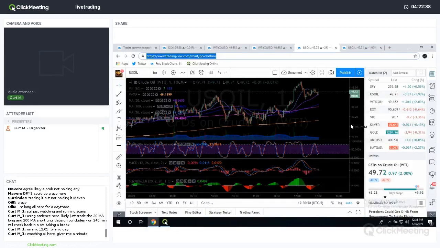But I am going to stick around and see if I can catch a short here on oil, and possible break above that 200 MA on the 240. So we'll see.